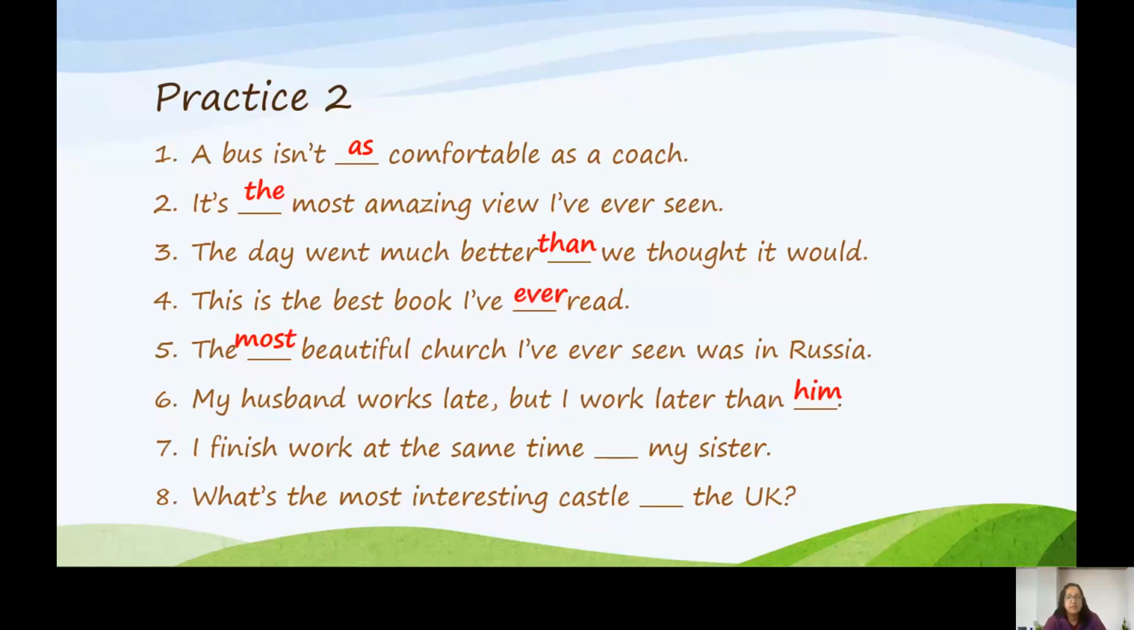Number seven, I finish work at the same time as my sister. And number eight, what's the most interesting castle in the UK? When we use a superlative and we're talking about a place, we always use in, not of. Of would be out of a group, whereas in would be in a place.